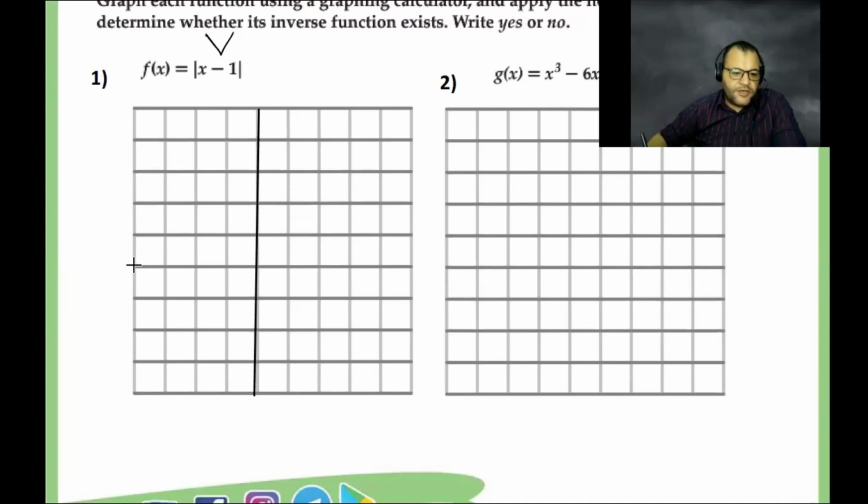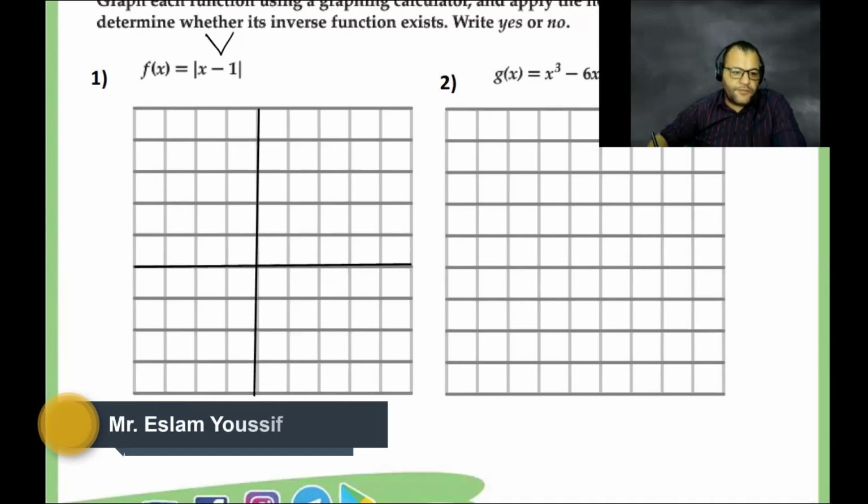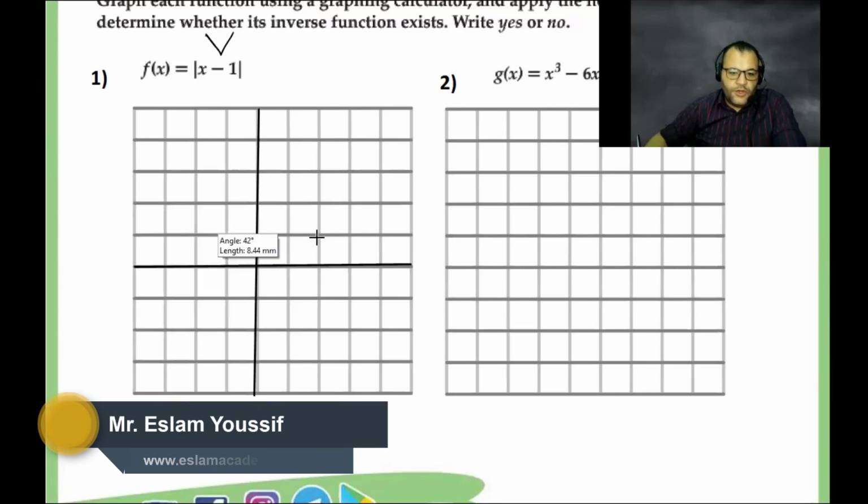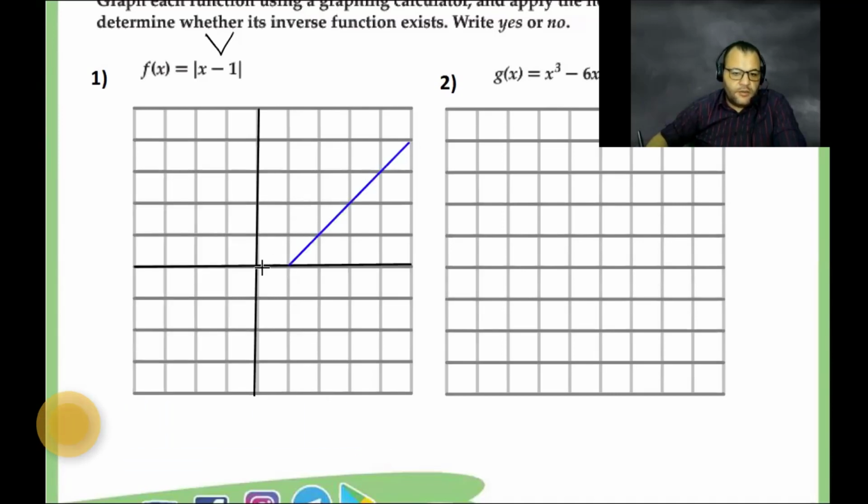That's from the graph. It's 1 to the left. One to the right. So the graph will be shifted one unit to the right. Then that will be the absolute value function.